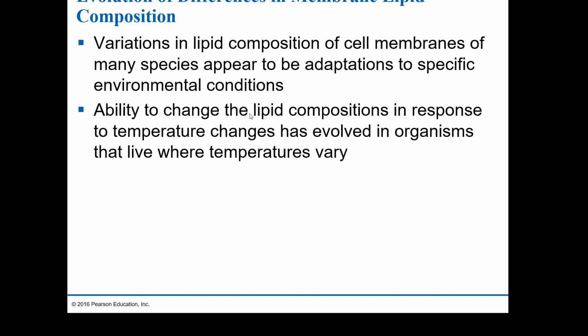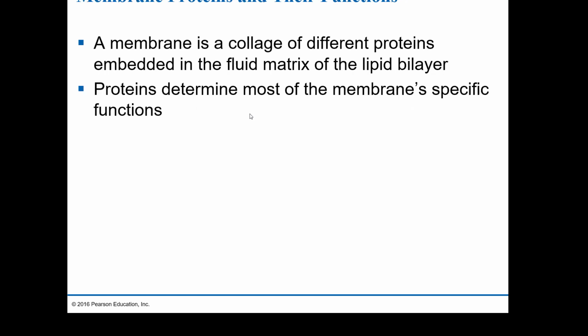So, evolution of differences in membrane lipid composition: variations in lipid composition of cell membranes of many species appear to be adaptations to specific environmental conditions. The ability to change the lipid composition in response to temperature changes has evolved in organisms that live where temperatures vary. So if you're going to live in a really, really cold place, you probably need to have a lot of cholesterol within your membrane, or you need to probably have a lot of unsaturated fatty acid tails, right? Because if you're always cold, then you're not going to be able to get that movement of proteins and nutrients and elements across that membrane border that's necessary.